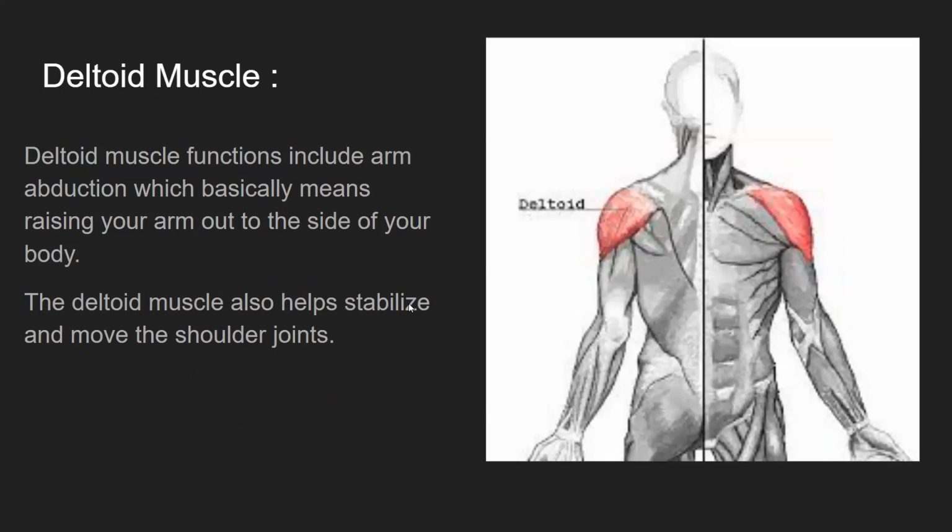Onto the deltoid muscle. The deltoid muscle functions include arm abduction, which basically means raising your arm out to the side of your body. The deltoid muscle also helps stabilize and move the shoulder joint.